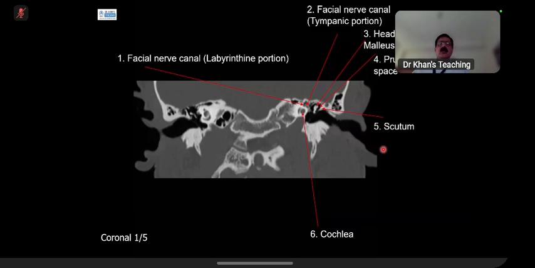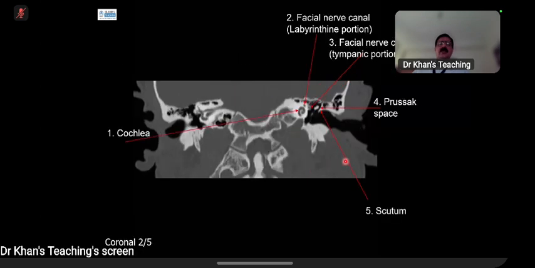This is on a coronal. On a coronal, you can see these owl eyes, labyrinthine portion, and the tympanic portion, owl eye. And this is the scutum. This is the cochlea, and this is the head of the malleus. This bone is very important. This is the scutum. And this is again the Prussak space. This is the scutum. The owl eyes are still visible.